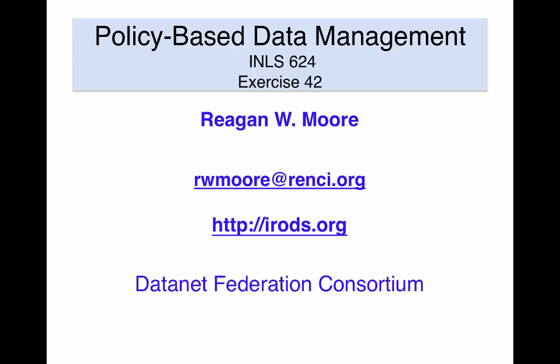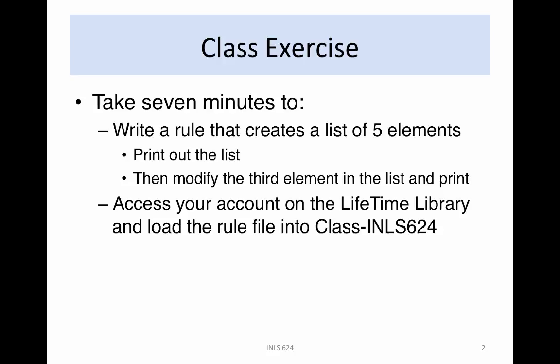Take 7 minutes to complete exercise 42. Write a rule that creates a list of 5 elements. Print out the list, then modify the third element in the list and print.